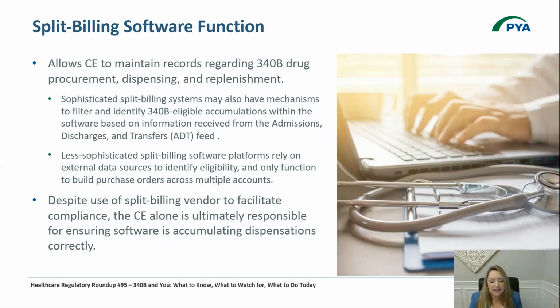The timing really does matter, and we sometimes see problems when there are batch feeds or batch processes taking place versus a real-time HL7 feed of information. That can be problematic for covered entities as well. So just know that if you do not have a real-time feed, you may want to spend some additional time and attention looking at your dispensation data to make sure that you don't have inpatients that have inadvertently qualified.